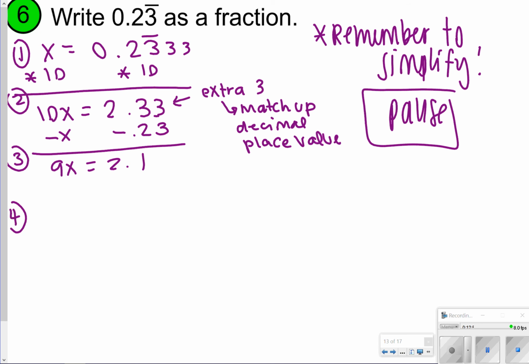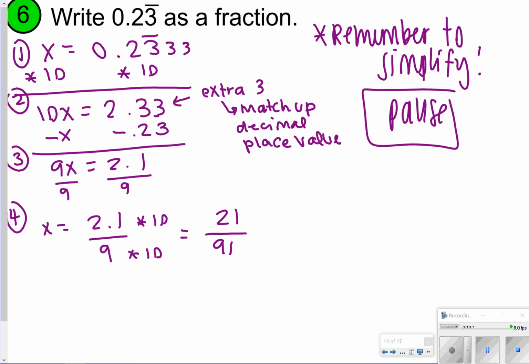Step 4 is to now solve for x. I'm going to divide both sides by 9, but I'm not going to stop here because 2.1 over 9 is not a true fraction. A fraction has to have a whole number on the top and a whole number on the bottom. One way you can fix this is if you multiply both of these by 10, you will get rid of that decimal because 2.1 will now change to 21 and 9 will change to 90.